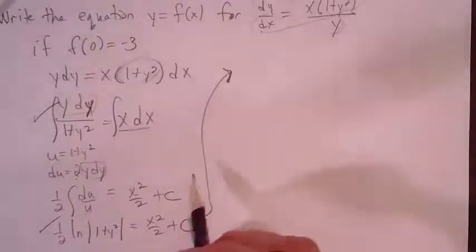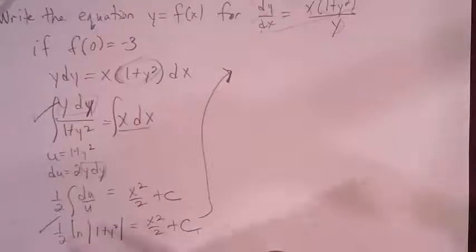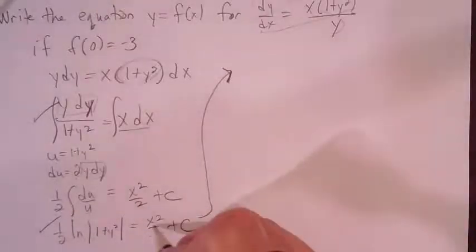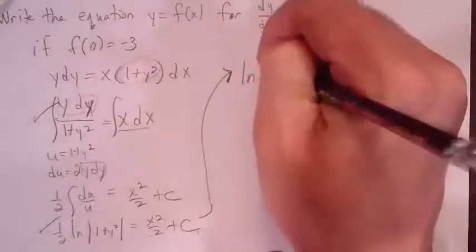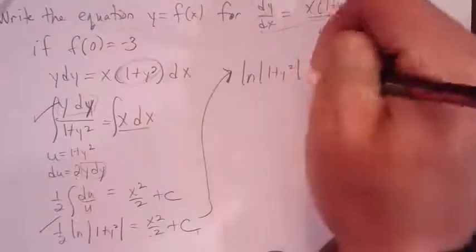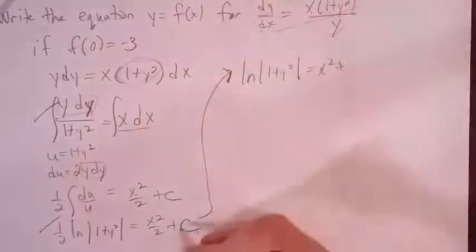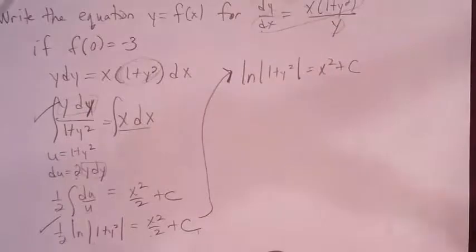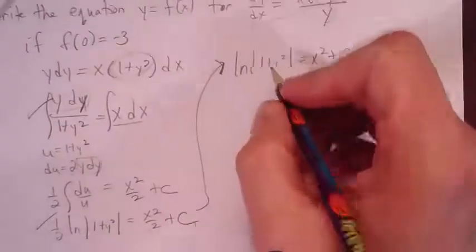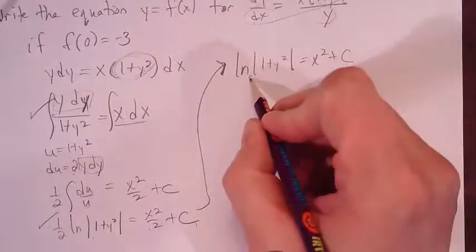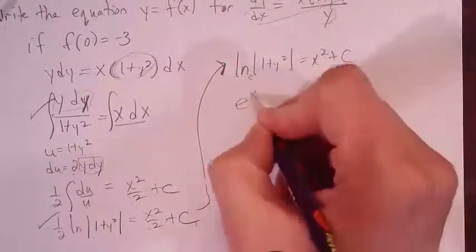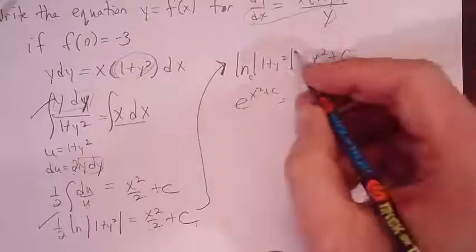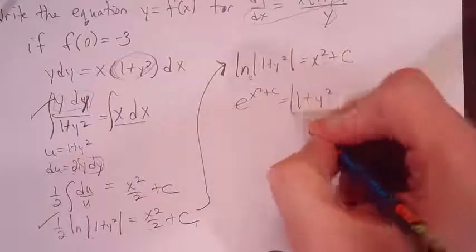I'm going to multiply every term by 2, and that'll get rid of this half as well as this division. So we'd have natural log. I know this is now 2c, but again, a constant's a constant till you know what it is anyway. And again, just like in the last problem, we can write this exponentially. We could write this as e to this power equals 1 plus y squared.